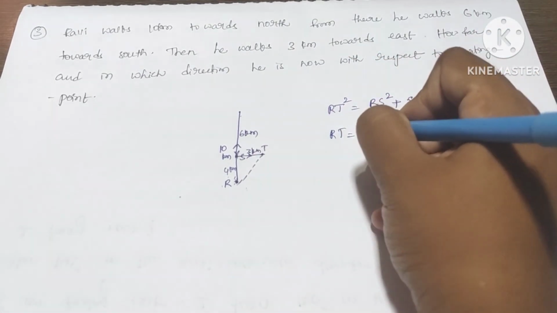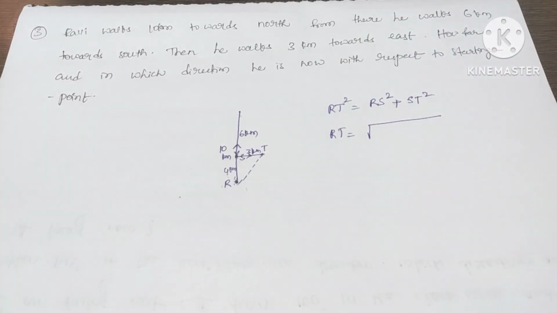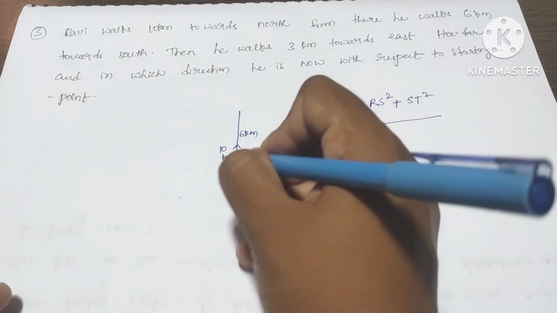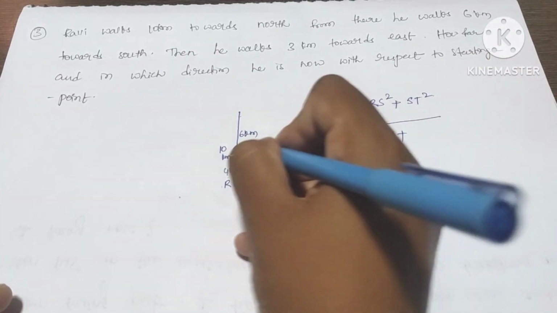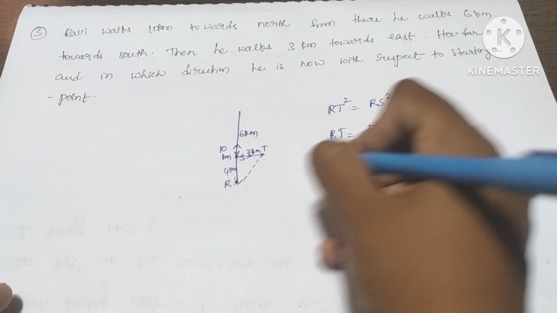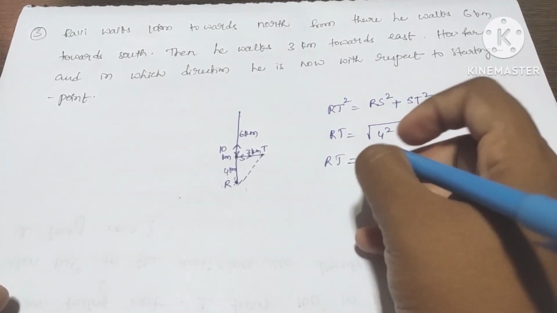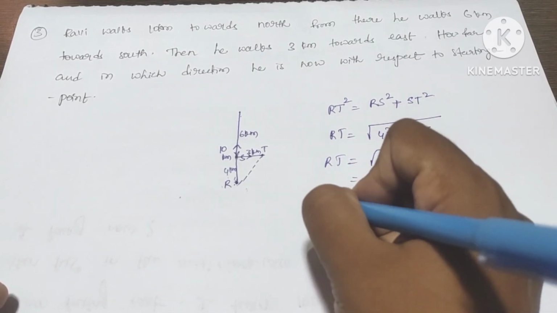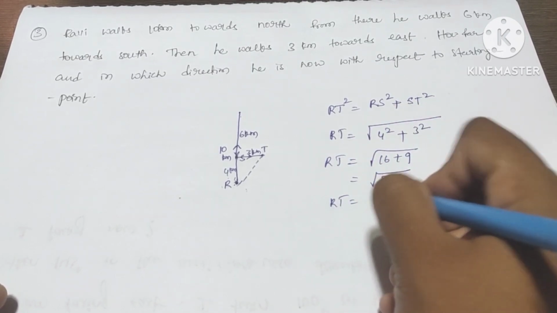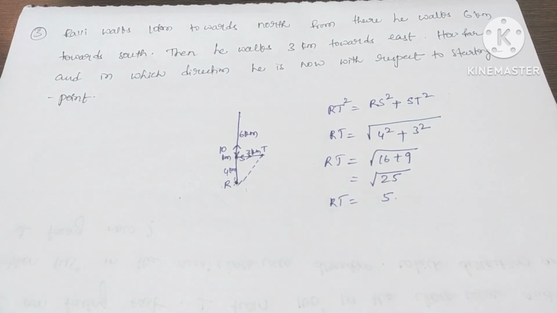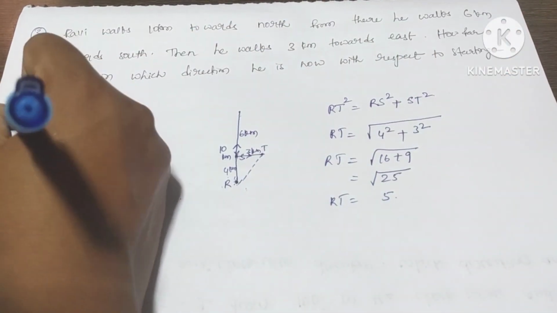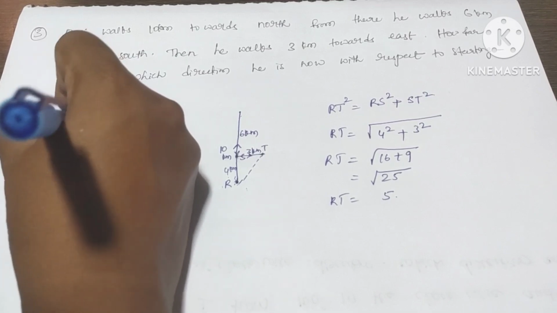Now we have to solve. The square goes to this side and it becomes a root. So RT is the square root of RS squared, 4 squared, plus ST squared, 3 squared. So RT is equal to the square root of 16 plus 9. 16 plus 9 is 25. So what is the answer? The square root of 25 is 5, right? So in the question, how far is he now? The answer is 5 kilometers.